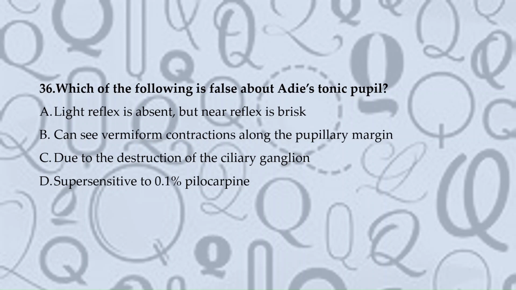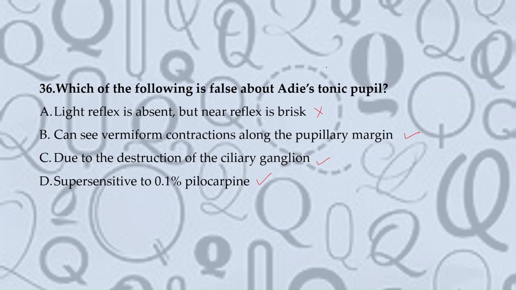Which of the following is false about Adie's tonic pupil? Light reflex is absent but near reflex is brisk. No. It is an efferent pupillary defect, so it cannot have a brisk near reflex. Both the reflexes are absent. Can see vermiform contractions along the pupillary margin. Yes. It's due to the destruction of the ciliary ganglion. Yes. There is supersensitivity to 0.1% pilocarpine. Yes. So Adie's pupil is a big pupil. The light reflex and the near reflex both are absent.